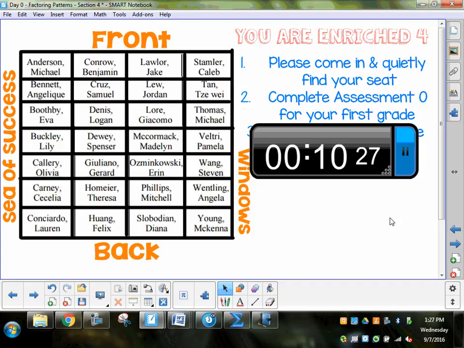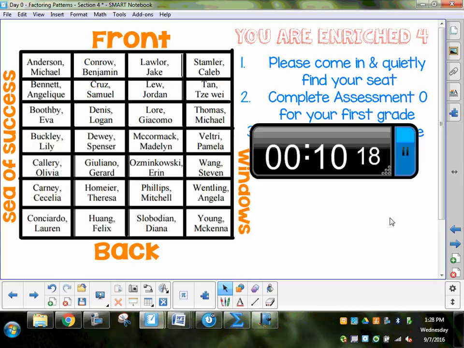Grab one of each of the 4 on the side, find your seat up front, and get started on assessment 0, please. Okay, that's it. One of each of the 4 on the side, find your seat up front, and get started on assessment 0.